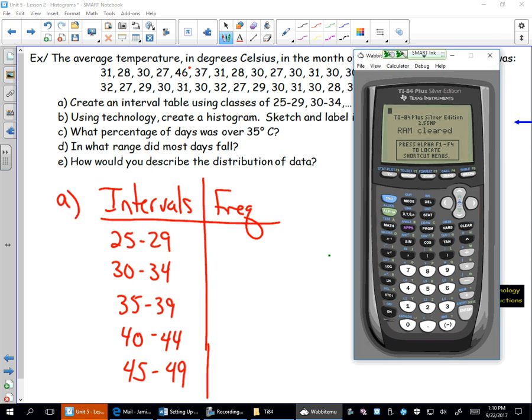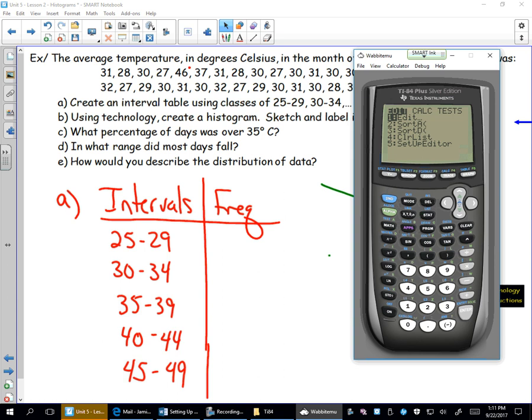Okay, we're looking for this Stat button right there. Okay, we're going to press Stat. And then we're going to go into Edit. So Stat, Edit. By going to Edit, we're saying, here's my data. Let's put it all in. So we're going to put all those numbers in.